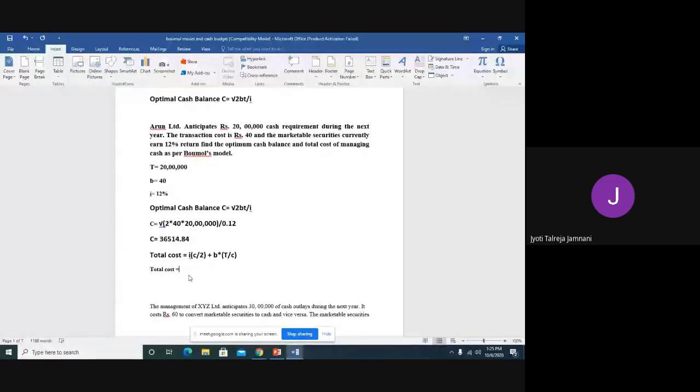I is 0.12. I have to multiply it with, in the bracket, C by 2. C you found out now with this formula of optimum cash balance, 36,514.84 divided by 2. So this is the opportunity cost value. When you solve this, you will get the opportunity cost plus transaction cost. The value of B given is 40 into, I have to multiply it with T divided by C.